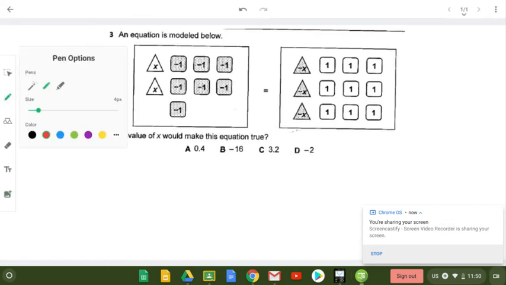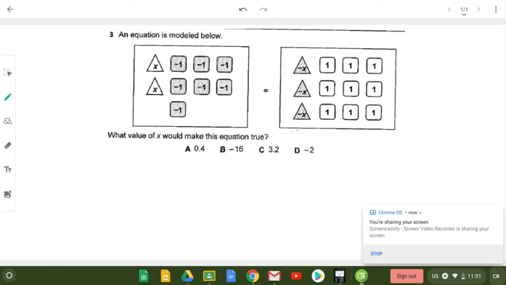So the problem itself looks like it says I have a picture going on. It says, what is the value of x that would make this equation true? Now, there are two different ways to do this. I'm going to show you both ways. So the first way that I want to do this is I'm going to look at the picture and use the picture to help me solve this problem.